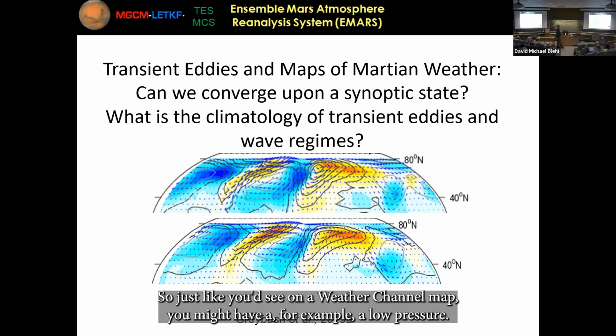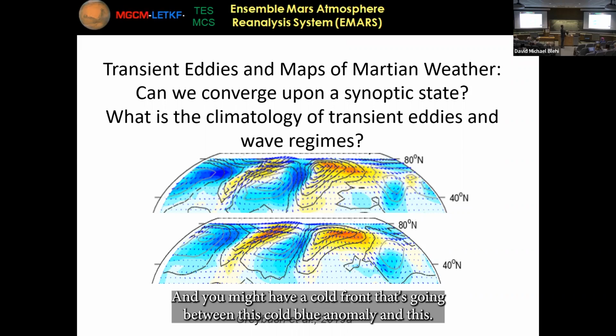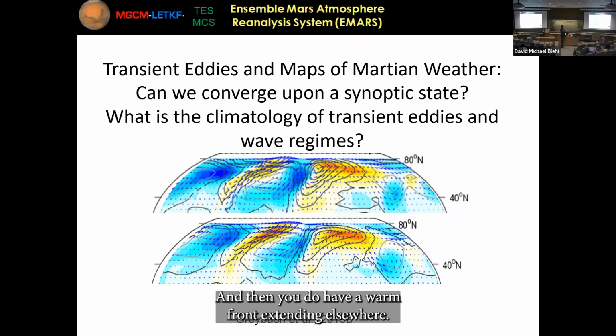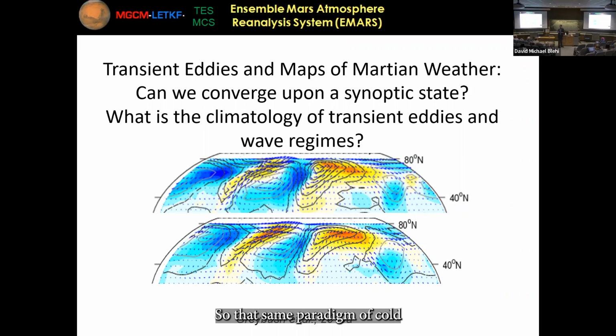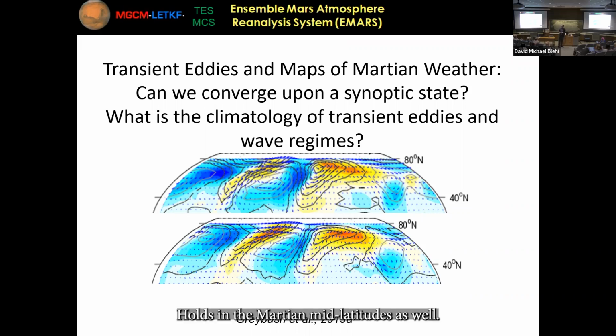Okay. So just like you'd see on a weather channel map, you might have, for example, a low pressure right here. And you might have a cold front that's going between this cold blue anomaly and this warm area right here. And then you do have a warm front extending elsewhere. So that same paradigm of cold fronts, warm fronts, highs and lows that you would learn for Earth meteorology actually holds in the Martian mid-latitudes as well.